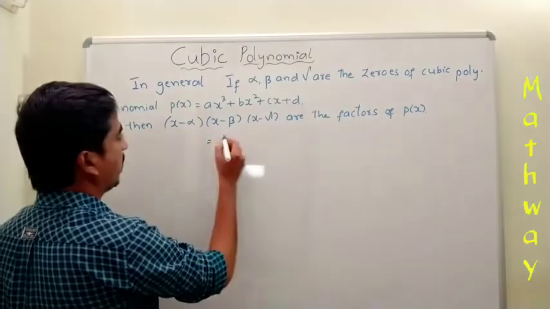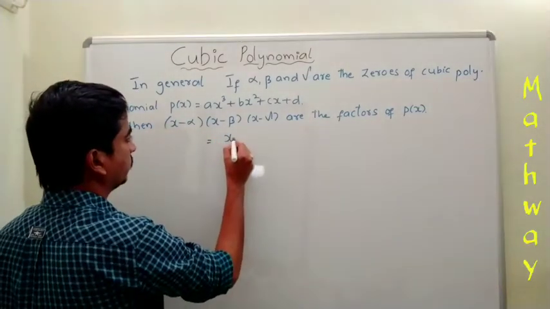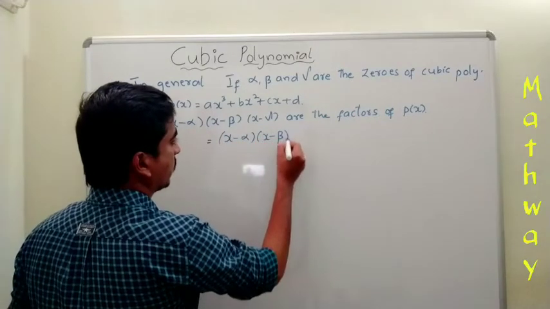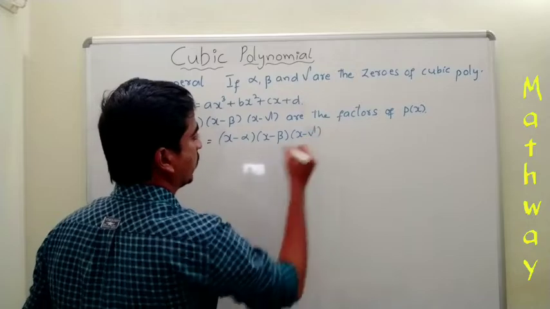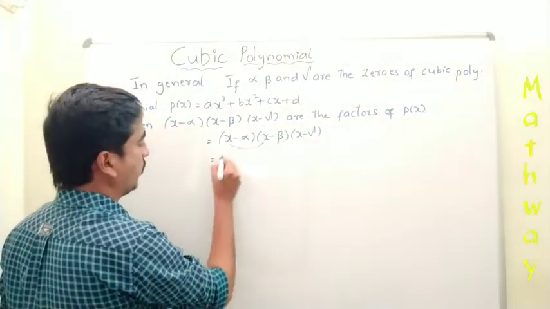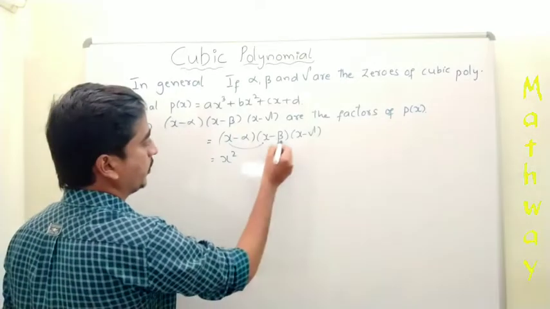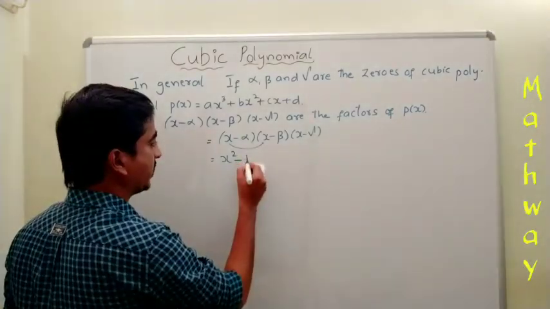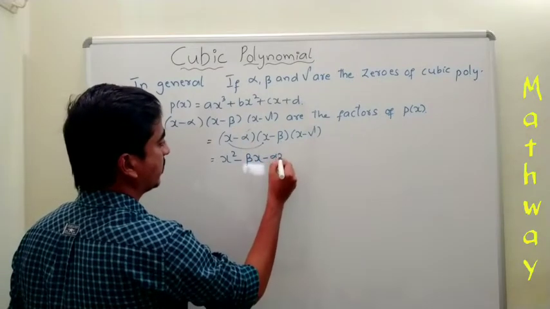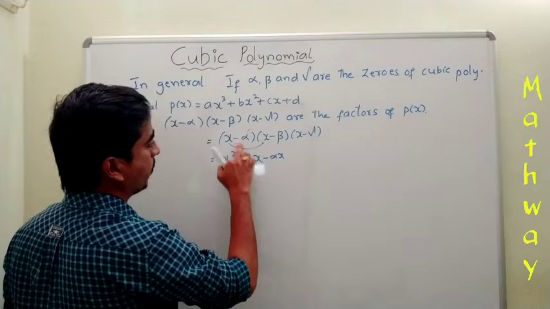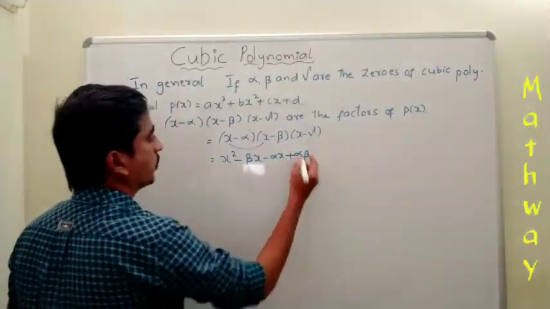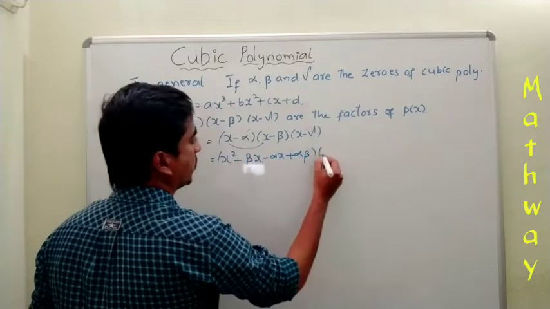So x minus alpha into x minus beta into x minus gamma. So multiply these three factors, x into x, x square, and x into beta, minus beta x, then alpha into x, minus alpha x, and alpha into beta, minus into minus plus alpha beta. So now here one more term is x minus gamma.